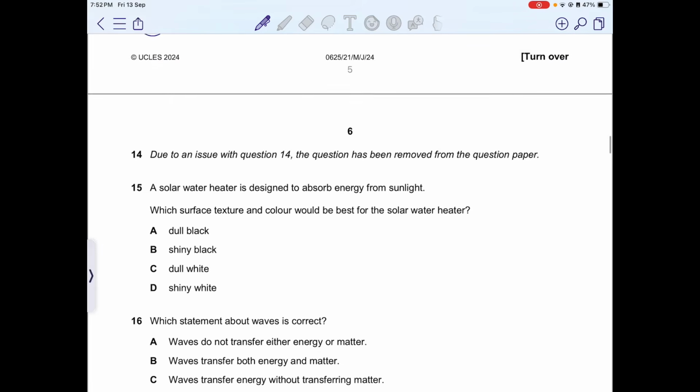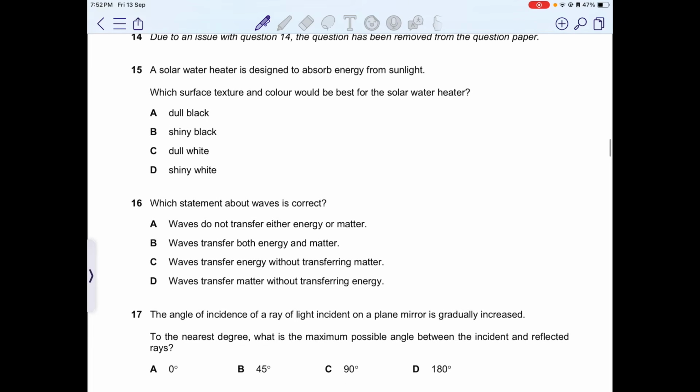Now, it says that question number 14 has been removed. Question number 15, a solar water heater is designed to absorb energy from the sunlight. Which surface texture and color would be the best for the solar water heater? When you want to absorb energy the best, it would be dull black. Shiny would still reflect it compared to dull, so dull is a better option. White is not a good absorber or a good reflector, and shiny white is the worst absorber. So indeed, you would go with dull black, which is 15A.